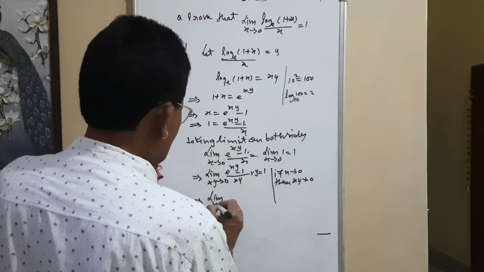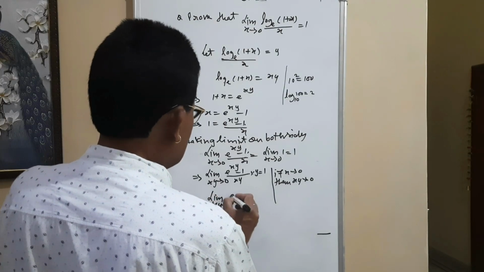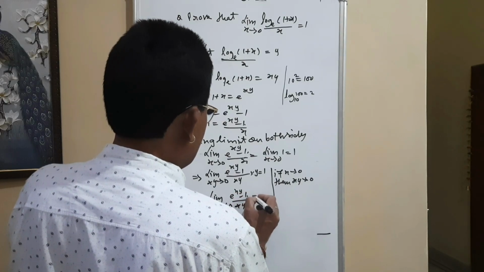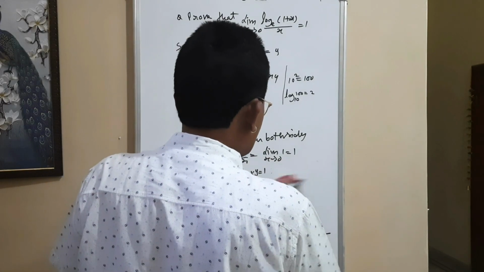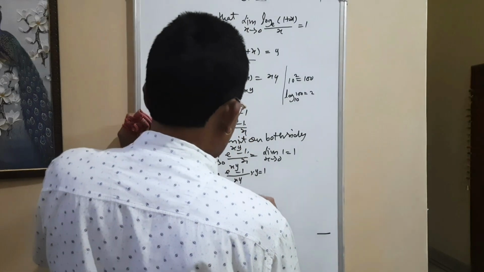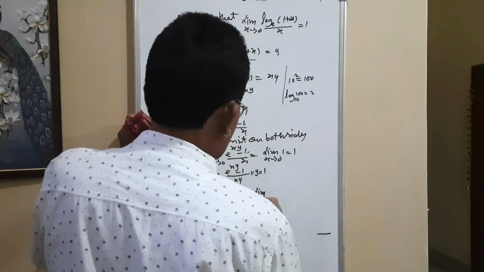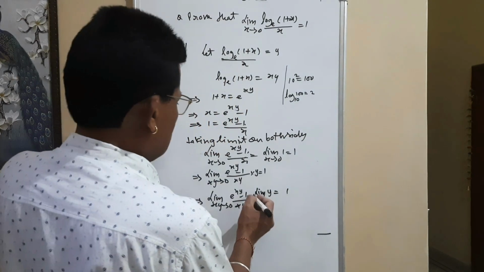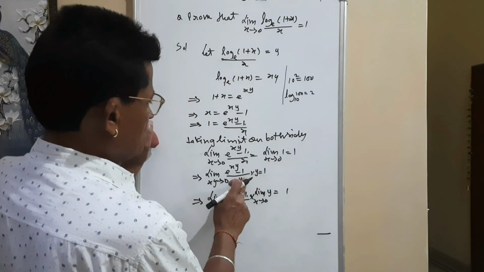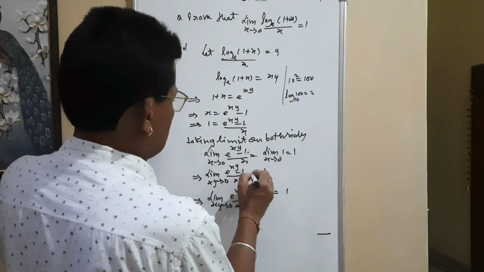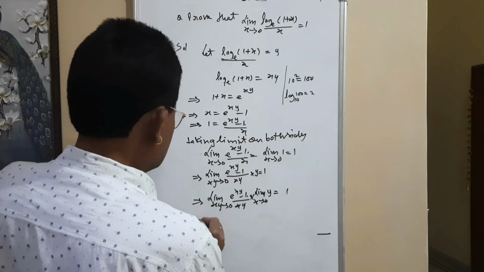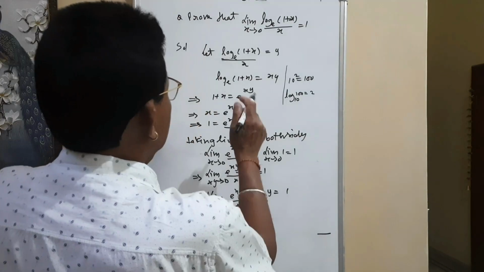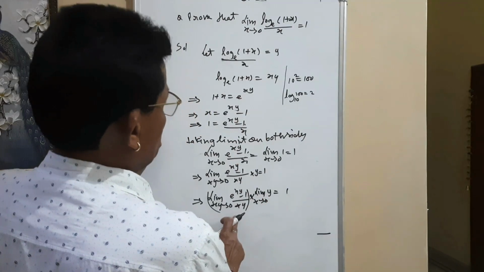Then the limit, as xy tends to 0, of (e to the power xy minus 1) upon xy, into limit x tends to 0 of y, it will be equal to 1. My dear student, the limit of a product of functions will be equal to the product of limits. It is the rule. And you know its value, that is 1, as per the given value.